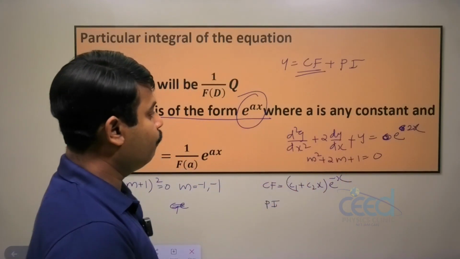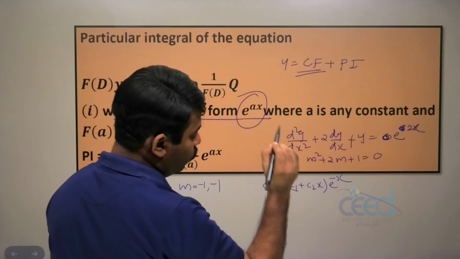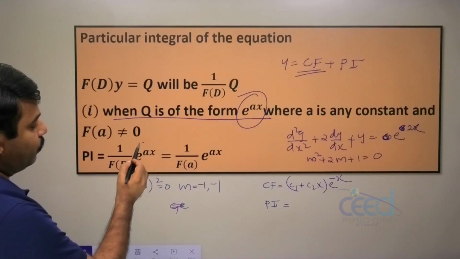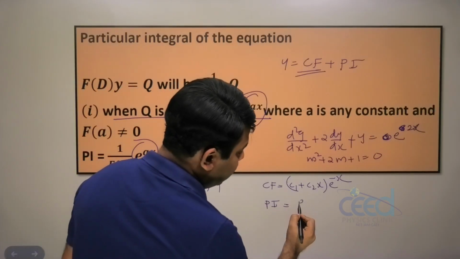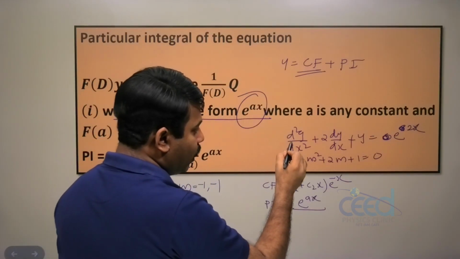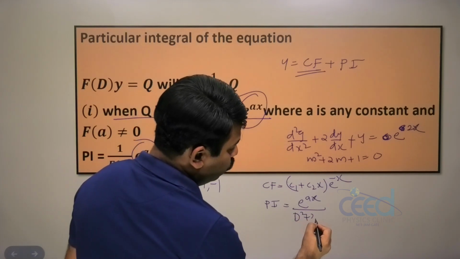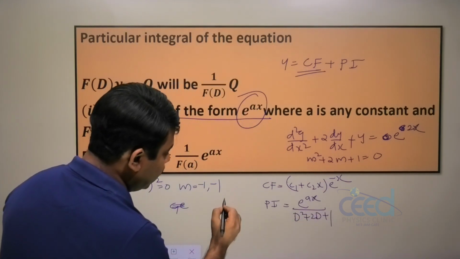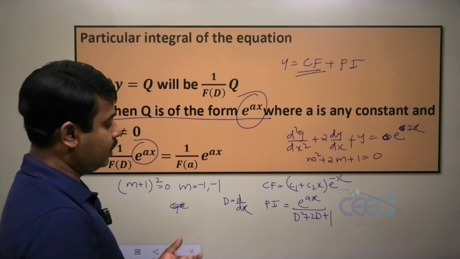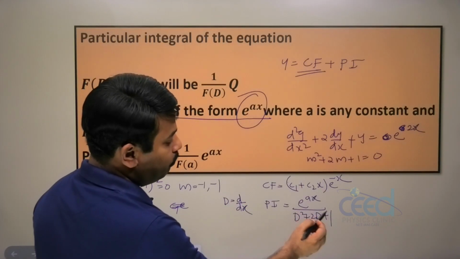Then what do we have to do? This is the method. The particular integral is equal to q of x, here e raised to ax, the right side function, divided by d square plus 2d plus 1. What is d? D is equal to d by dx, which I am writing as capital D. Then d square plus 2d plus 1.